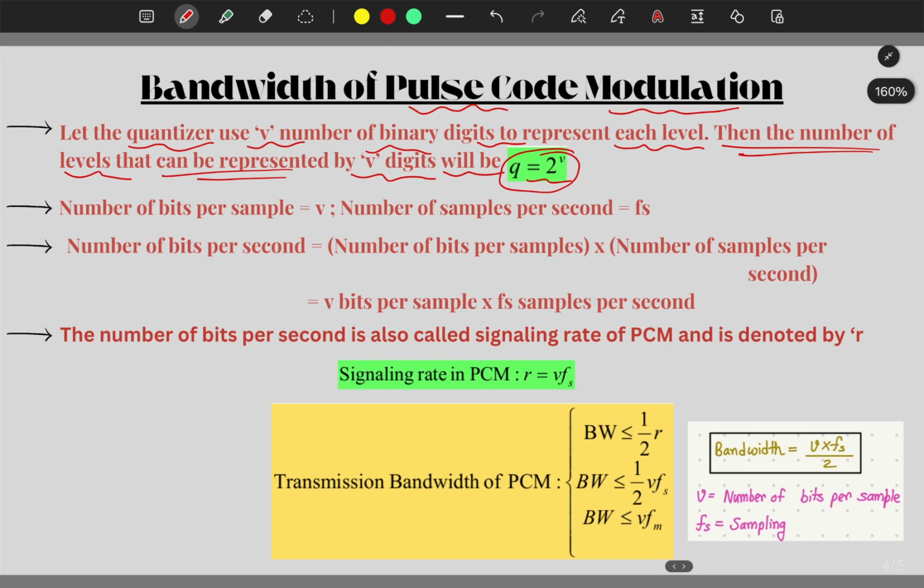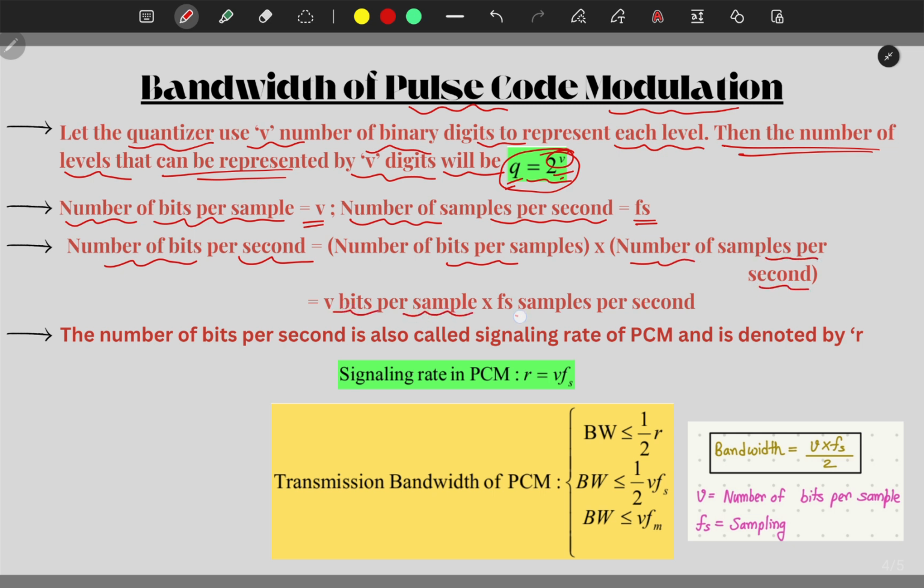This is the formula also, where we have Q, where we have 2, and what is this? Comment down below. I am just explaining the same thing. The number of bits per sample is V. The number of samples per second is Fs. Number of bits per second equals number of bits per sample times number of samples per second, that is V bits per sample times Fs samples per second.